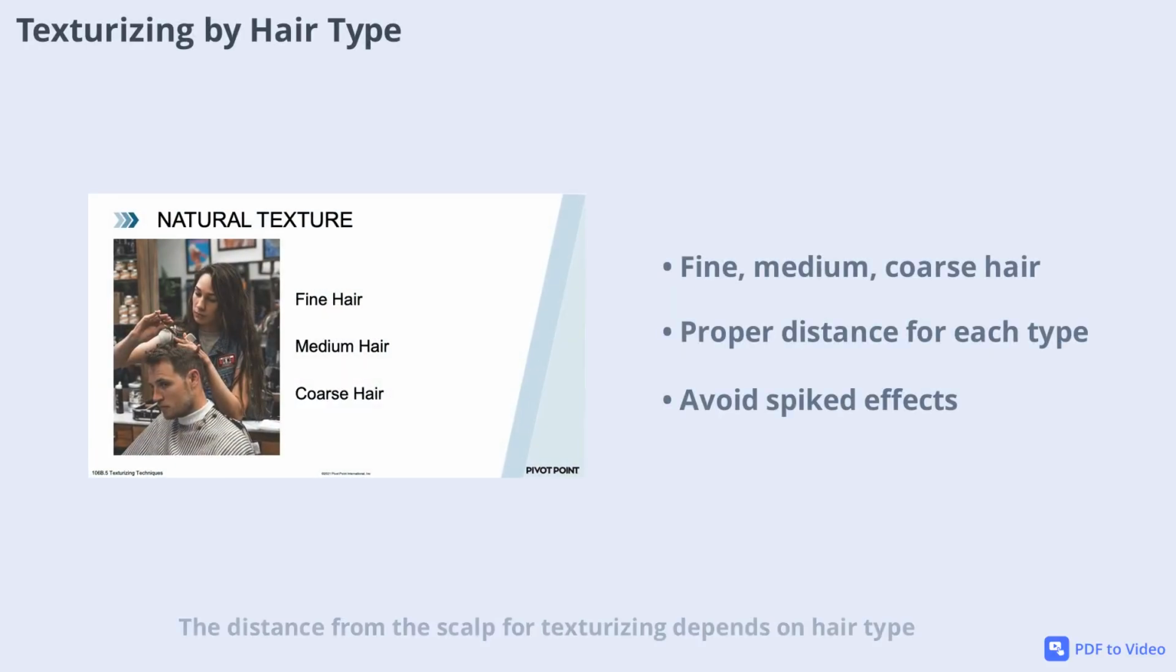The distance from the scalp for texturizing depends on hair type. Fine hair can be texturized as close as half an inch from the scalp for extra support and fullness. Medium hair is best texturized about 1 inch from the scalp, while coarse hair should be texturized at least 1.5 inches away to avoid unwanted spiked effects. Understanding these guidelines ensures a natural blend and avoids visible short pieces.